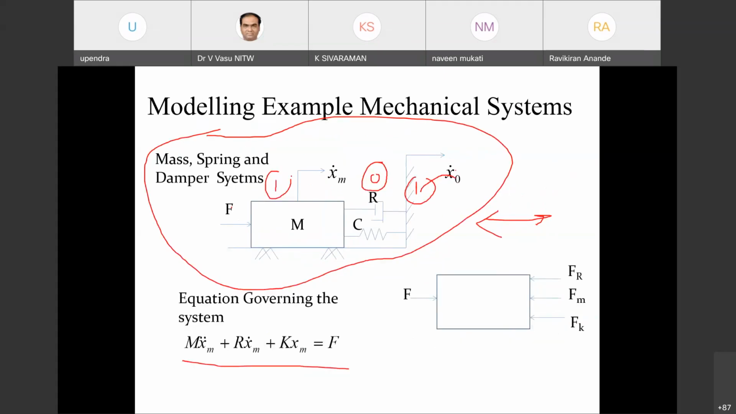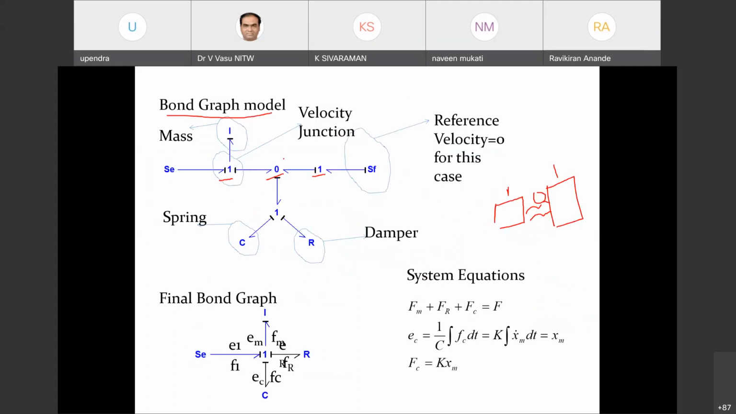Okay, so one junction is here, one zero junction is there, and one more one junction is going to be used here. Now in this particular zero junction, one spring is connected and one damper is going to be connected here. And in this particular one junction, one effort source, the force, is going to be connected, and in this one junction we have the velocity component, which is going to be the flow. The flow is the velocity that is connected here.